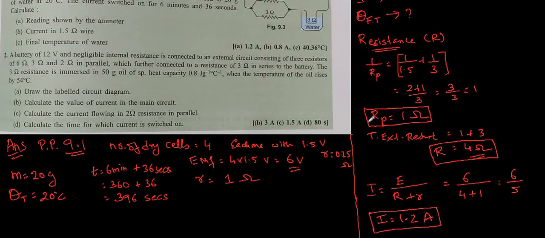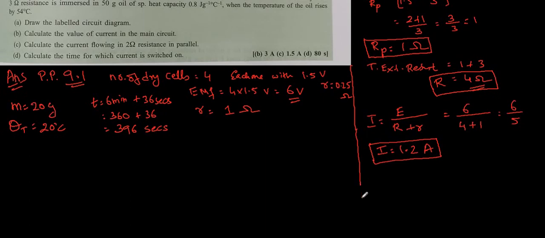Okay, so that is done. The reading shown by the ammeter is how much? 1.2. So 1.2 ampere current is passing through the whole of them. Now what will we go for? We will go for potential difference. So now V is equal to IR. I is given as 1.2 and R throughout the whole circuit is how much? 4. So that comes up to 4.8.